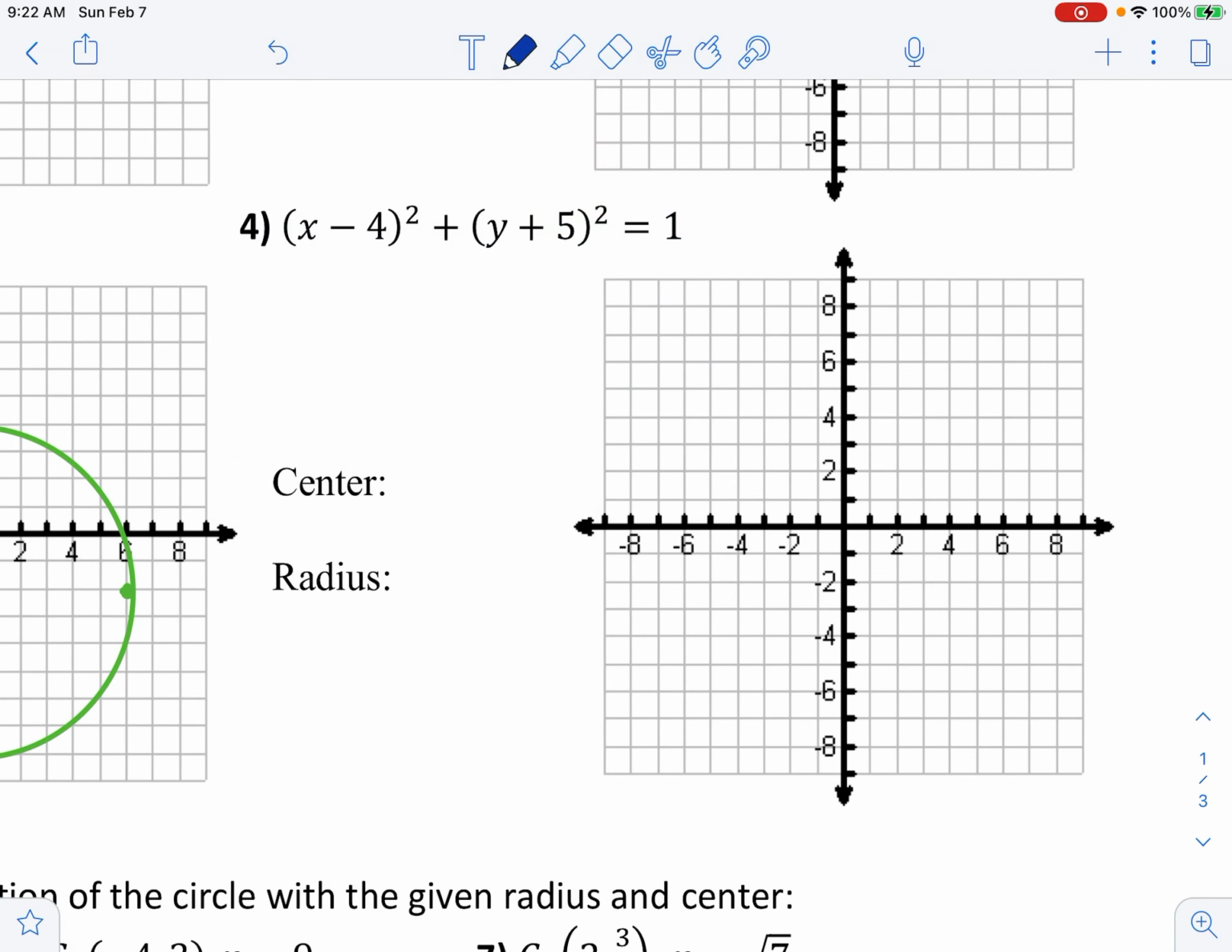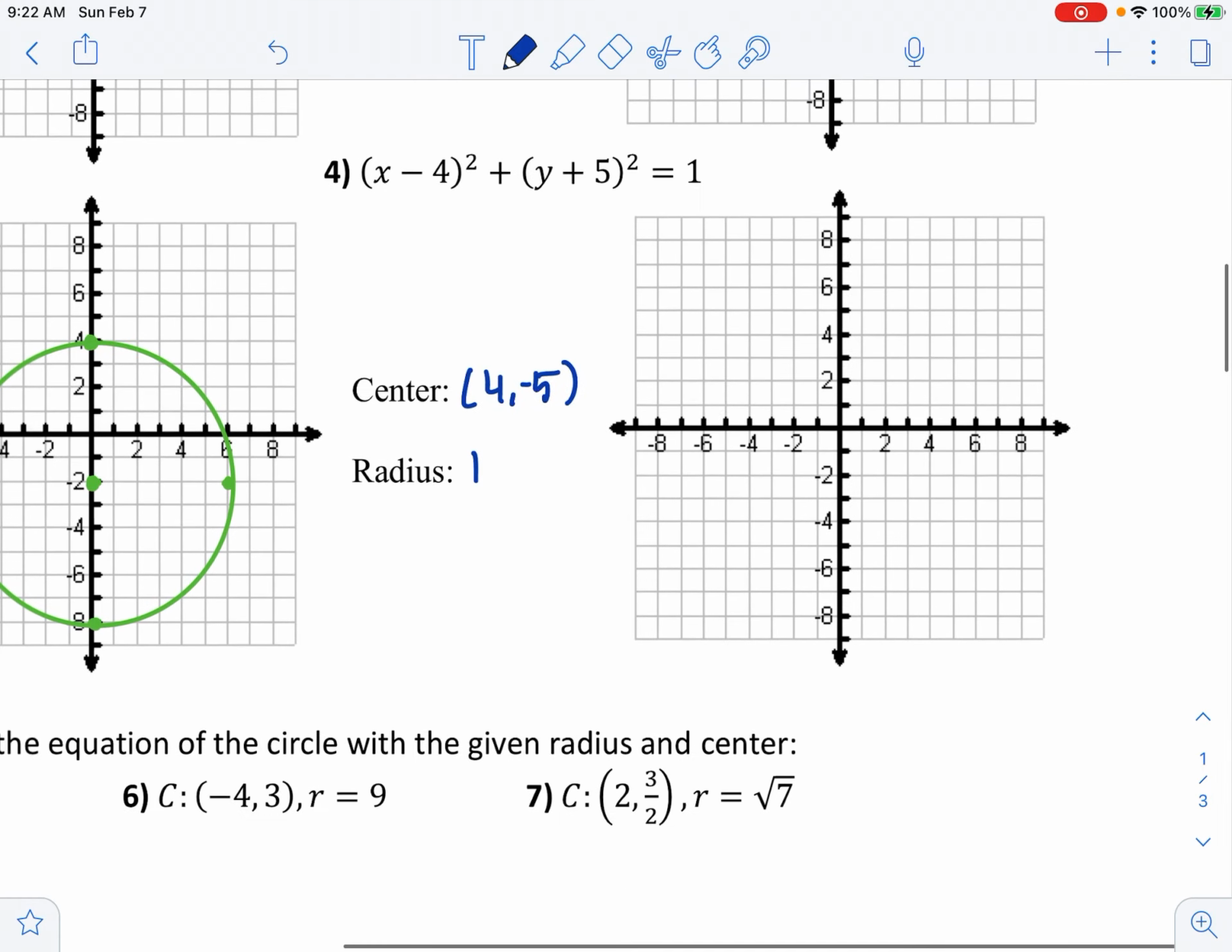All right, last one. Center, 4, negative 5. Radius, 1. R squared is 1, square root of 1 is 1. So 4, negative 5 is my center. And then up 1, down 1, right 1, left 1. So a very teeny tiny cute little circle here. There it is.